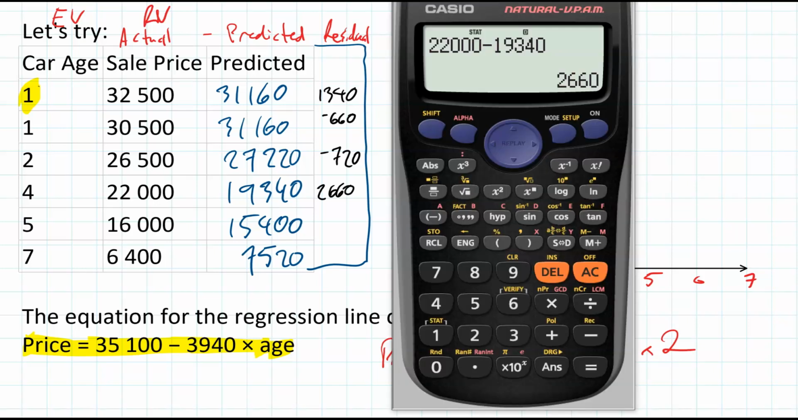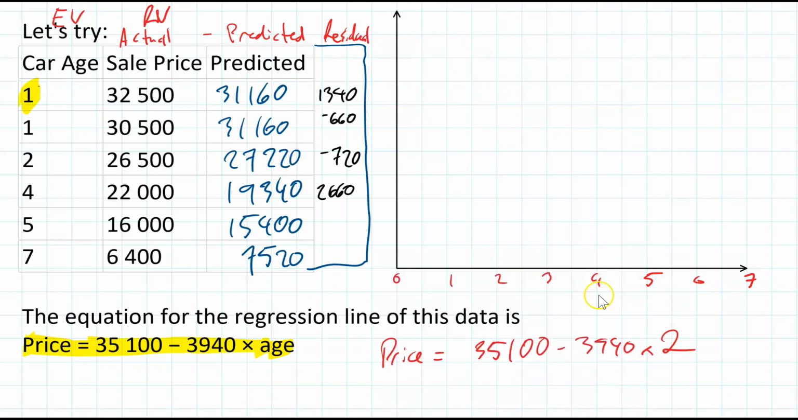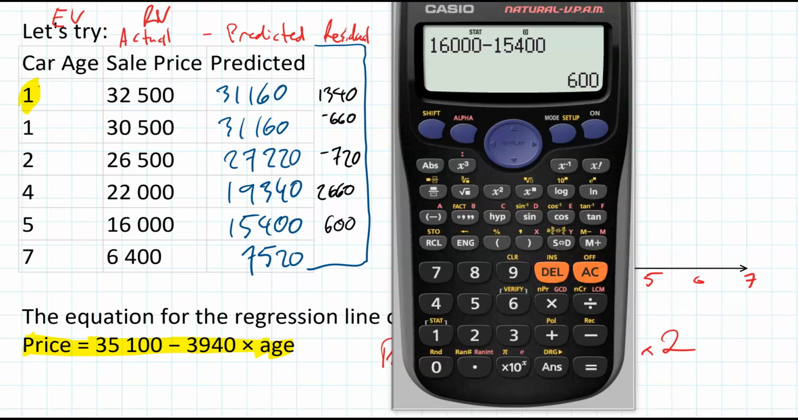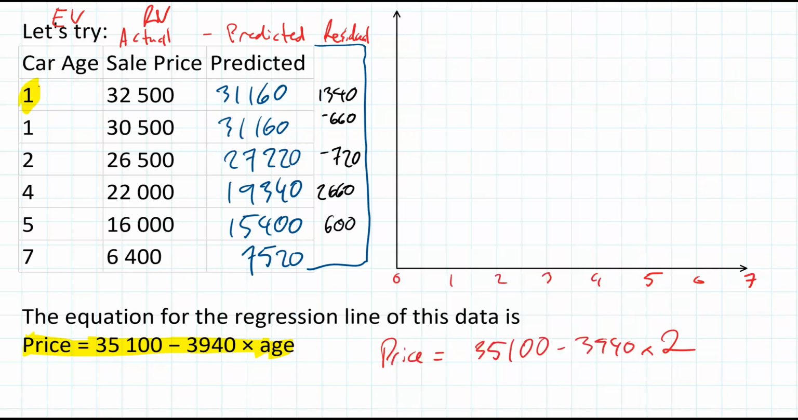2,660. Okay, 16,000, take away 15,400 is 600 in the positive. And last of all, 6,400, take away 7,520 is negative 1,120. All right, so now I'm going to pick my scale.